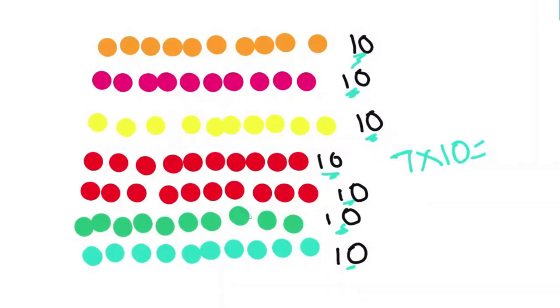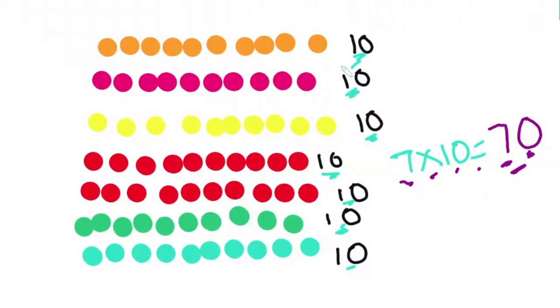How do we write 7 groups of 10? We know that it starts with a 7 because there's 7 groups of 10 and there's no ones, so we write a 0 as a placeholder. So 7 groups of 10 is the same as 70.